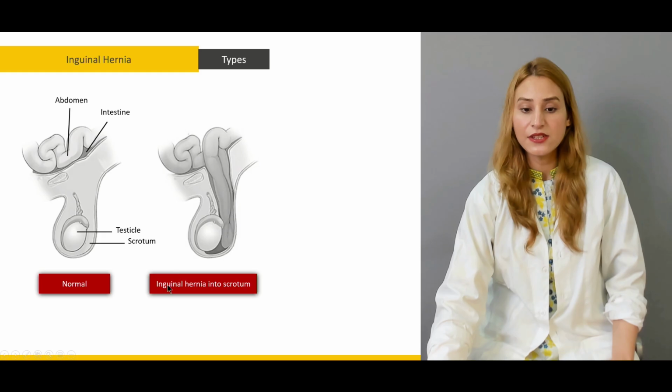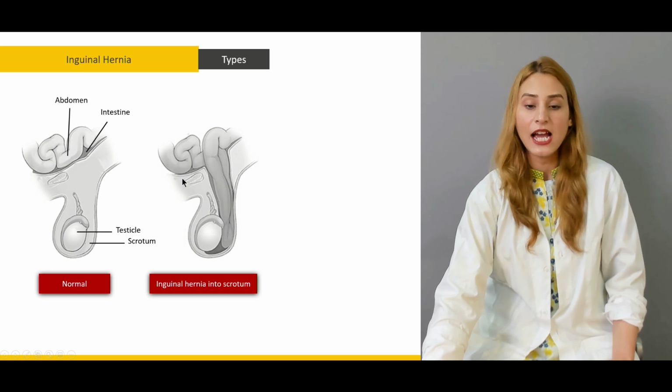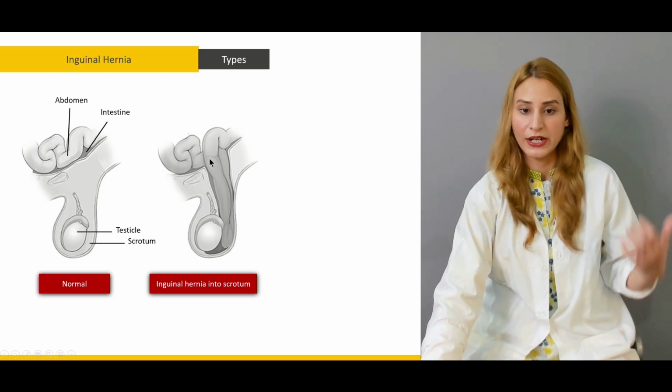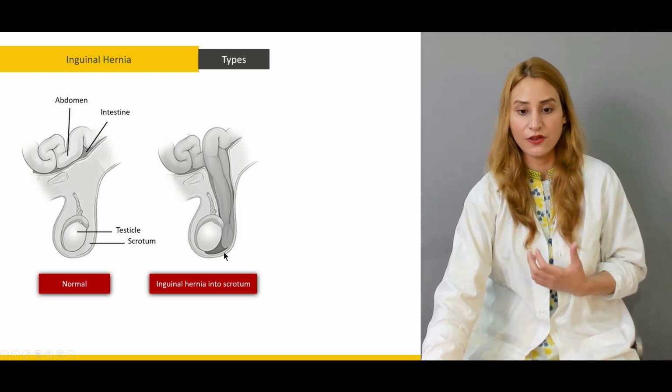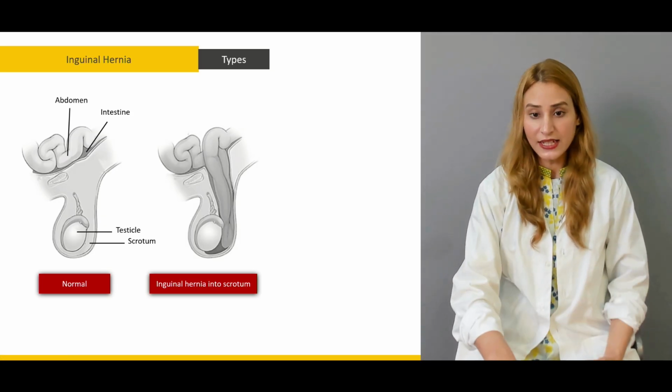But in the inguinal hernia, you can see here that there is a defect in this abdominal wall. These are the intestinal loops, and they go down through this defect, which is the deep inguinal ring, into the scrotum, and the patient presents to you with an inguinoscrotal swelling.